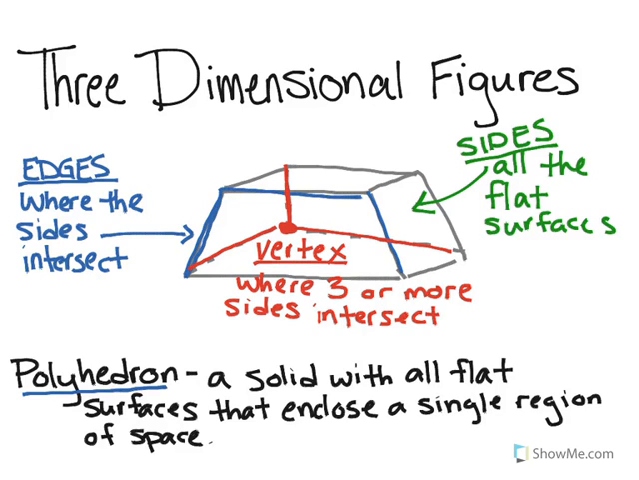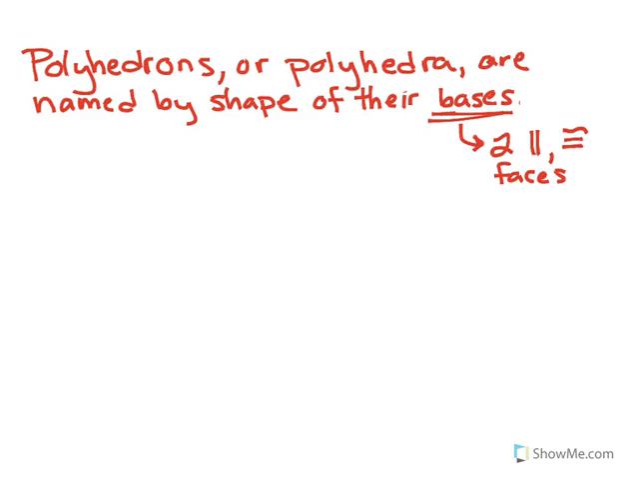So what kind of polyhedrons are there? There's a few actually, and we're going to cover them in this tutorial. Polyhedrons, or polyhedra, that's how we can say it plurally as well, are named by the shape of their bases. Keep in mind that the definition of a base is two parallel congruent faces, and remember that faces are the same thing as sides. It's just the planes part of the polyhedron.